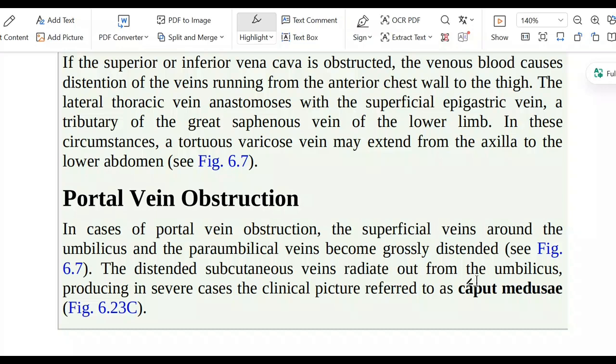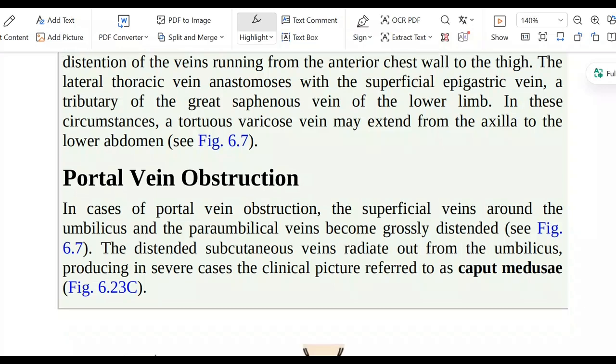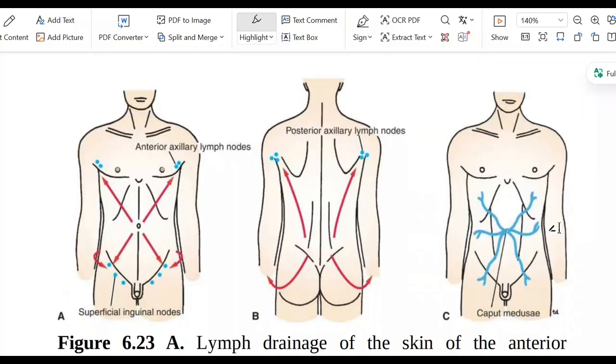So that's why figure C is showing this. We can see in figure C here that they are radiating from the umbilicus in all directions, just like the snake hair of the Medusa. That's why it is called caput medusae.